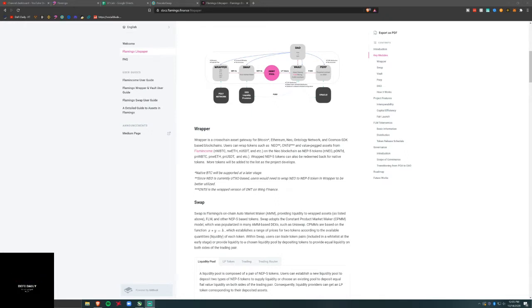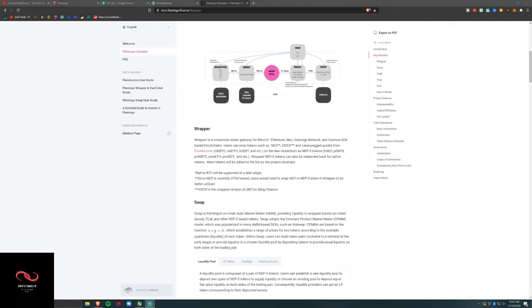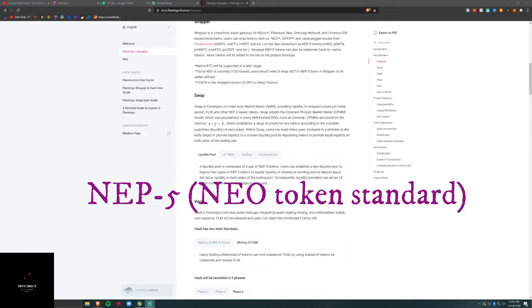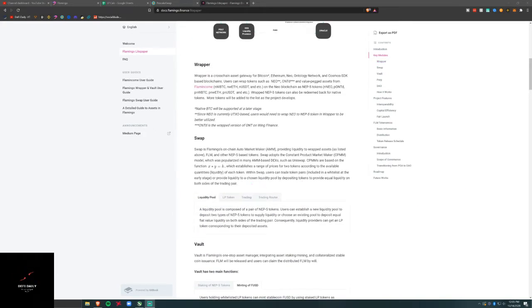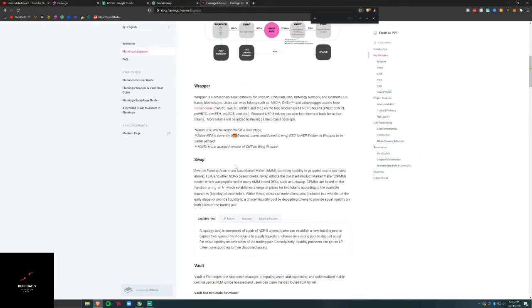Now, you may wonder, why do I need to wrap my Neo token if it's already on the Neo blockchain? That's because of the format the token standard is in. So we need to turn this into a NEP5 token, which you can think of like ERC20. It's just the tokenized standard. Since Neo is UTXO based, users need to wrap Neo to NEP5 first. ONT-D is the wrapped version of Wing Finance.